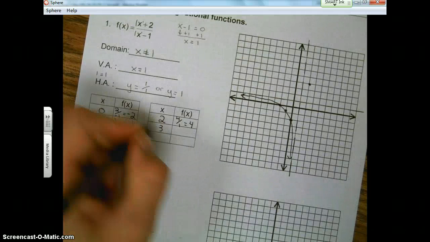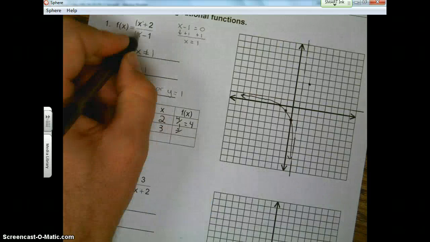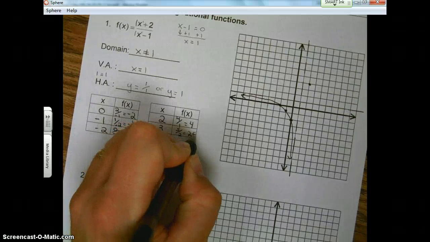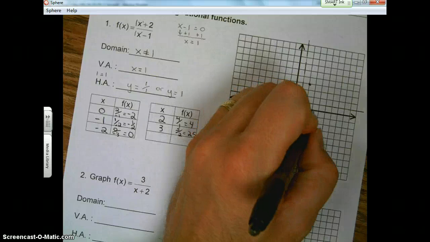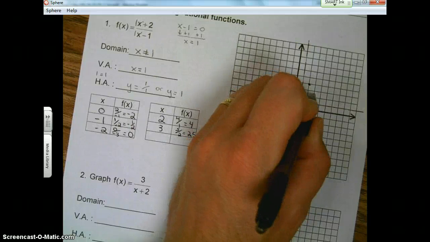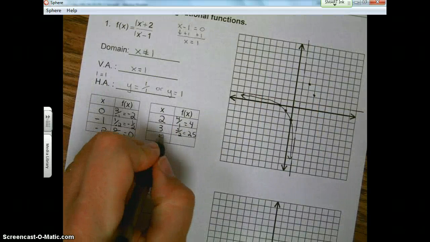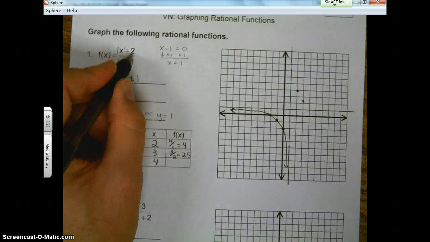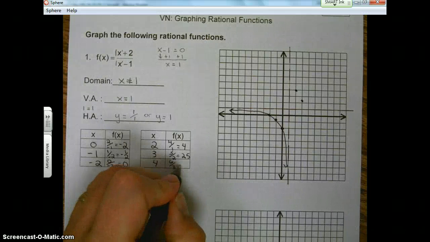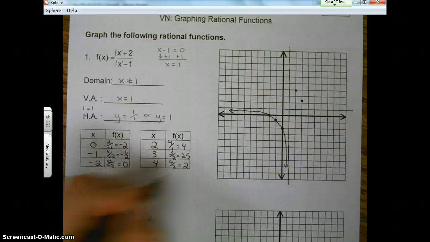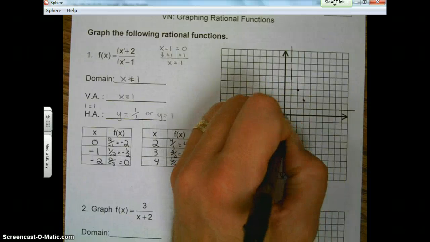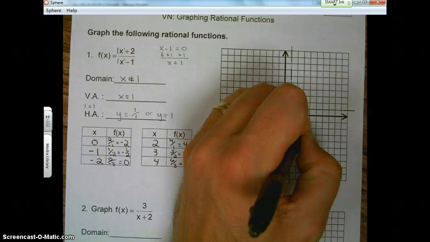Okay, 3. 3 plus 2 over 3 minus 1 is 5/2, that's going to be 2.5. So the point is 3, 2.5. Let's do 4. 4 plus 2 is 6, and 4 minus 1 is 3. 6 divided by 3 is 2, so the point is 4, 2.